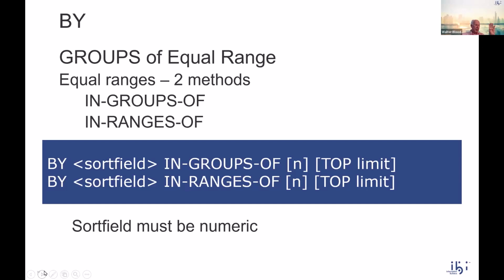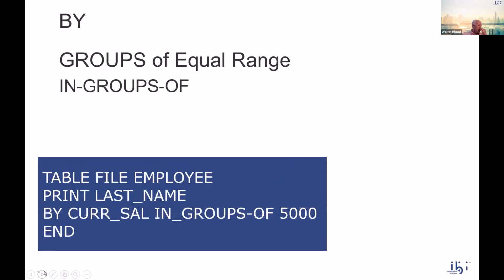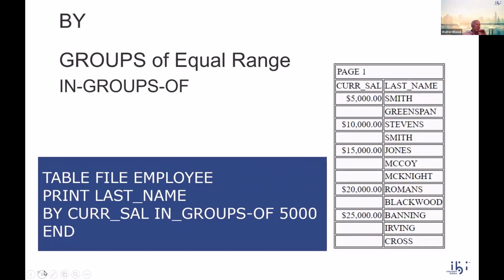So let's take a look at in groups of very quickly. In groups of is basically going to show me the current salary, and then it's going to give me the last names. Notice this is the endpoint of my group. This is from 5,000 to 10,000, 10,000 to 15,000. Notice that these are equal size groups, right? And I'm just grouping them. These are the low end.